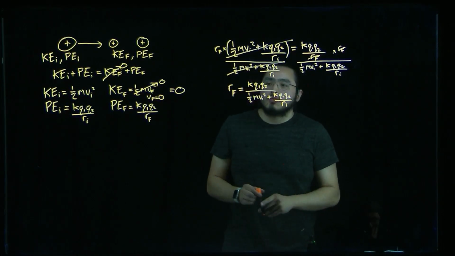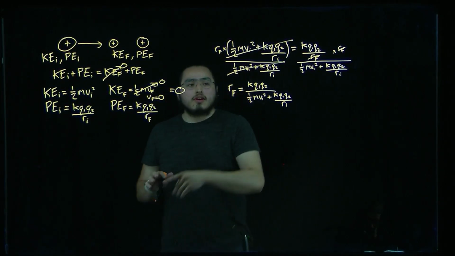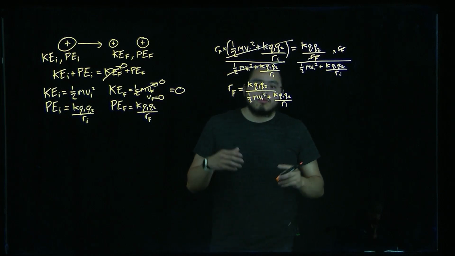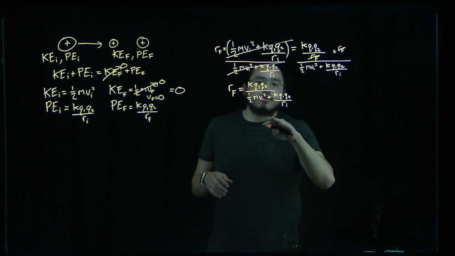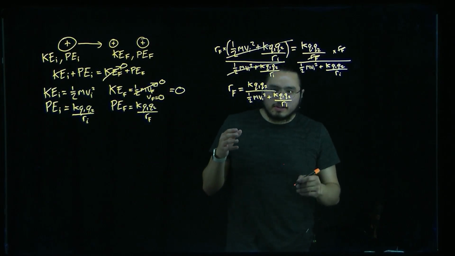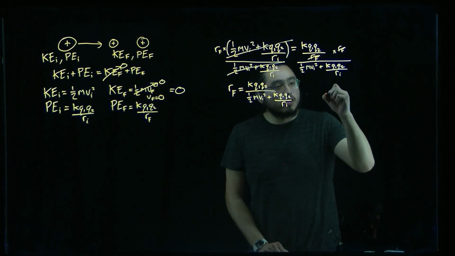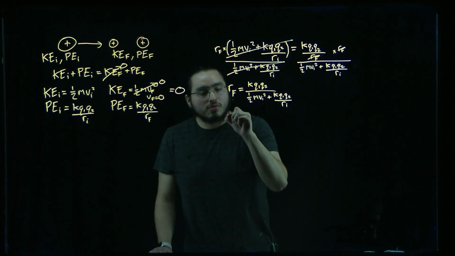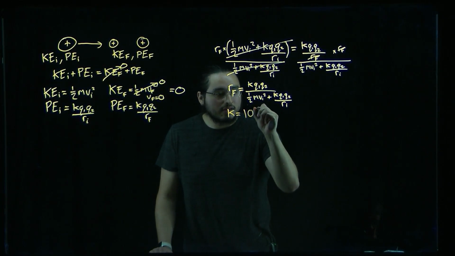Alright, so now we've got our final formula for calculating the final separation distance, RF. Now we want to go back into our code and look at what values were put in. When you look back at your code, you should have these values I'm about to write down. I'll start here. We know that the K value is 10 to the 5.